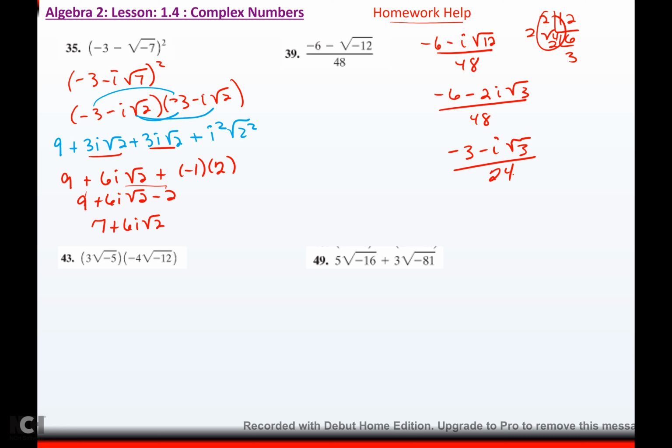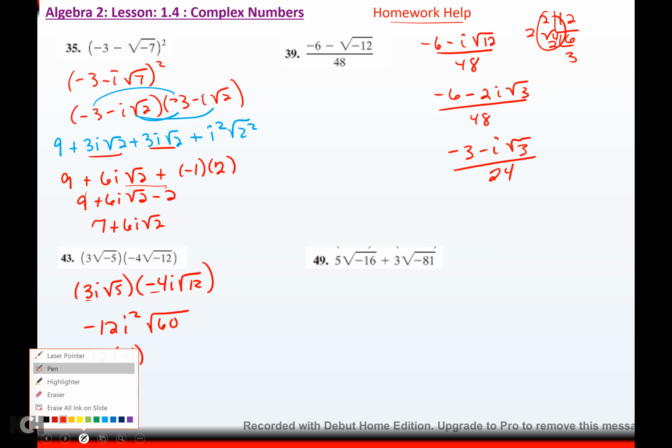Yeah. All right, so here, get your negatives out. So this is going to be 3i square root of 5. This is going to be negative 4i square root of 12. Multiply your coefficients. That's negative 12i squared. Square root of 5 times 12 is 60. So this is going to be negative 12 times negative 1.